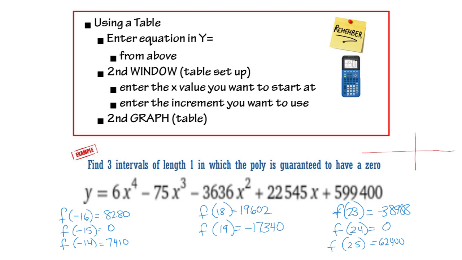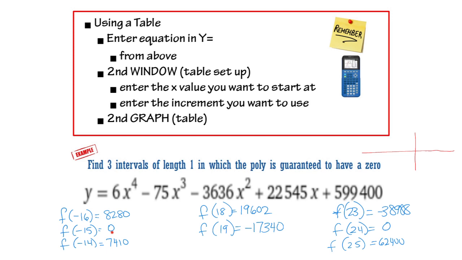And so I just jotted down here the places where something funky happened. So -20 was a positive value, which if you think about it, it's a quartic, that's even. It should be starting high, ending high. So if I'm at -20, yes, I should be up here somewhere. At -16, I was still positive, and you can see the kind of numbers we were dealing with here. I was still at a positive 8,280. But all of a sudden, at -15, it actually equaled 0.